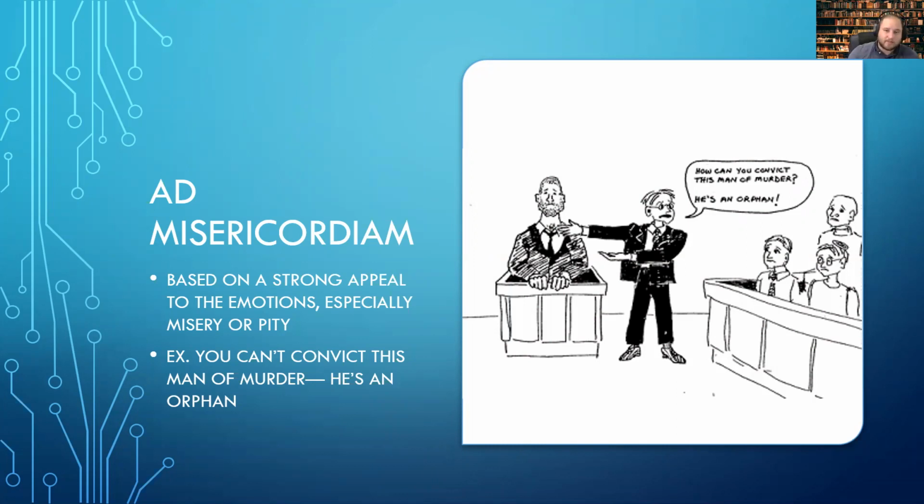For example, you can't convict this man of murder. He's an orphan, right? We're not paying attention to the logic. He can still be guilty of murder whether he's an orphan or not, right? That's what's happening in this picture. So when we're using our pathos and our appeal to emotion, we need to make sure that we're still backed up logically in our argument, that we're not diving so hard into the pathos that we are forgetting to have sound logic behind what we say.